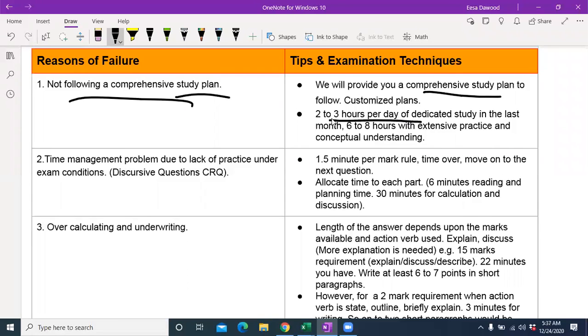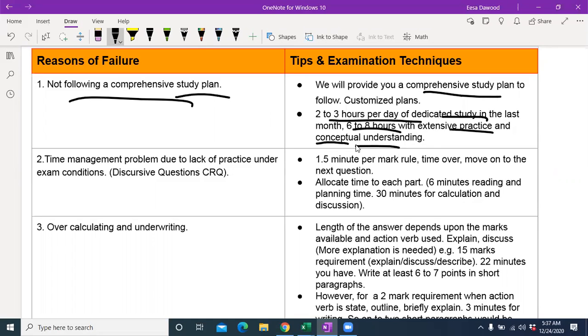Even then he would require 2 to 3 hours of dedicated study, and in the last month it could be extended to 6 to 8 hours, with extensive practice and conceptual understanding. But if your basics are not very good, then right from the start you need daily study, and at the end before the exam as well, you need a lot of time for this paper and a lot of practice.